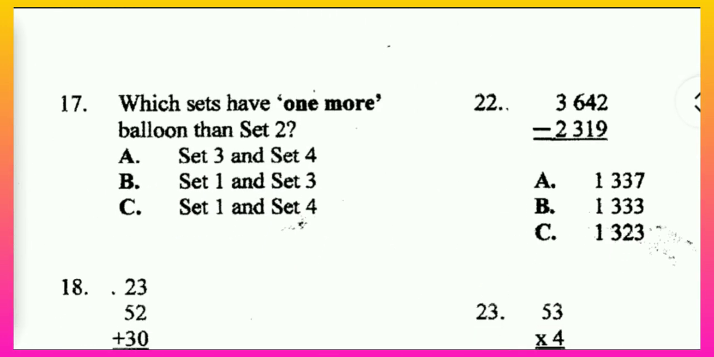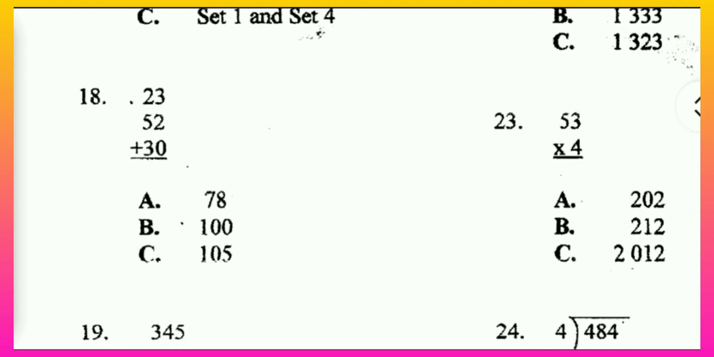Alright, so the answer to that one is sets 3 and 4, which is at A. The answer to 17 is A. Moving on to number 18.